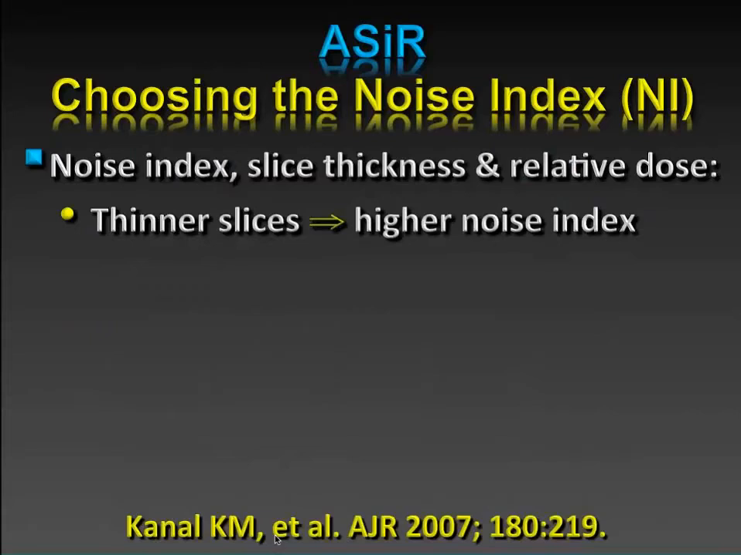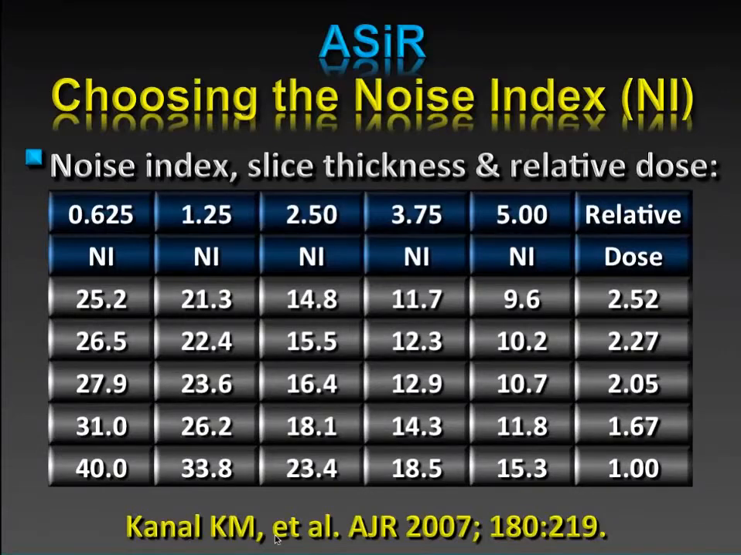Now, as I mentioned, the noise index is very importantly predicated on the slice thickness. The thinner slices generally have higher noise indices. And here's a nice table from Manny Kalra's paper in '07. Notice that the noise index for 0.25 at various levels of doses are very high.